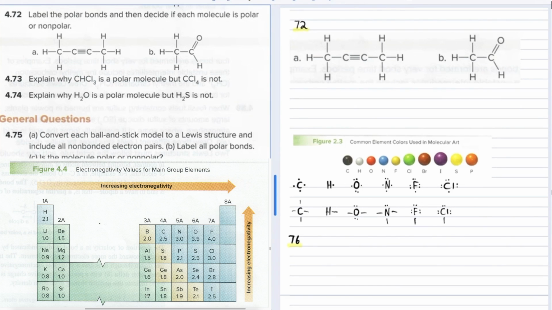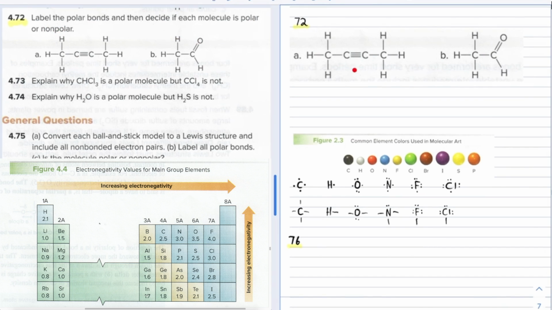Problem 72. Label the polar bonds and then decide if each molecule is polar or nonpolar. So I've copied the two molecules over here. The types of bonds that we have in this one, they're either carbon-hydrogen bonds or carbon-carbon bonds. So there are no other elements here.